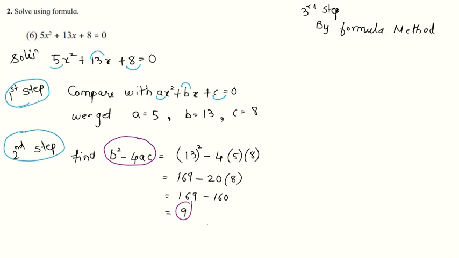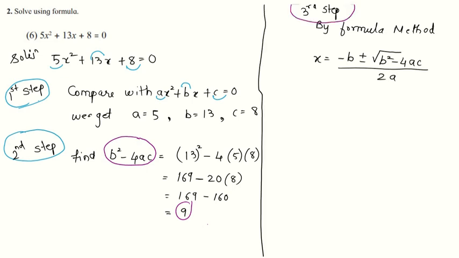x is equal to minus b plus or minus square root of b square minus 4ac upon 2a. Now let's solve this further. Therefore, x is equal to minus, from the formula, b is 13, plus or minus square root of b square minus 4ac is 9, upon 2 into a is 5. Therefore, x is equal to minus 13 plus or minus, the square root of 9 is 3, upon 2 into 5 is 10.